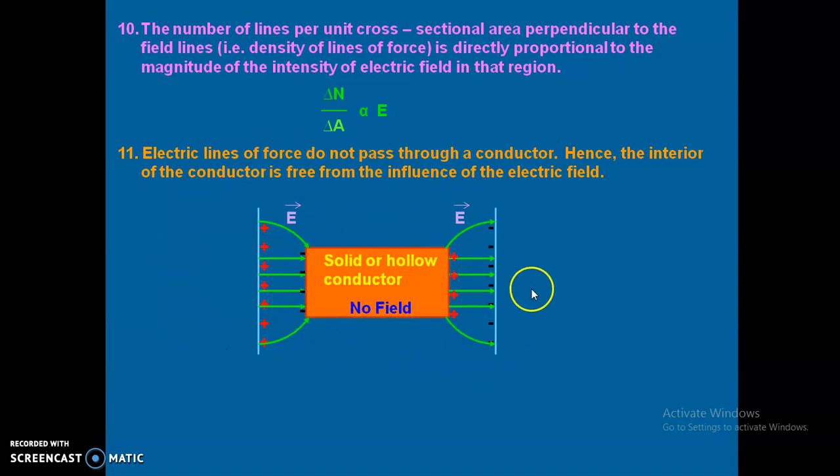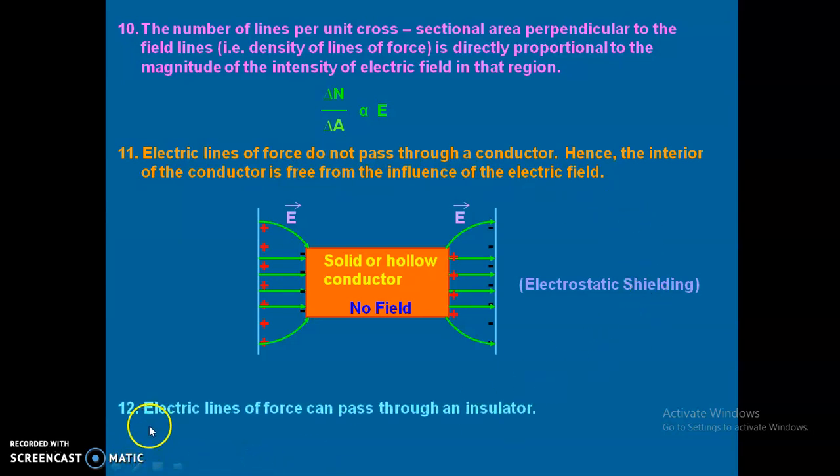This particular phenomenon is called electrostatic shielding. Why electrostatic shielding? Because this conductor is shielded from the electric field. There is no electric field or electric field line inside the conductor. So therefore, this region is shielded from the electric field, and this phenomenon is known as electrostatic shielding, right? This is a very important topic or property of electric field lines. I can say the most important property of electric field lines. This is also a frequently asked question in the board examination.